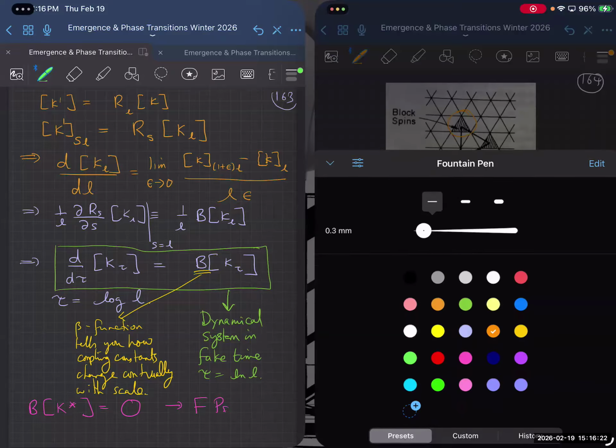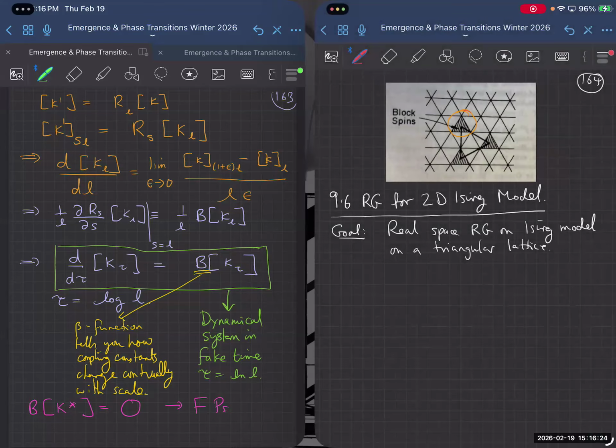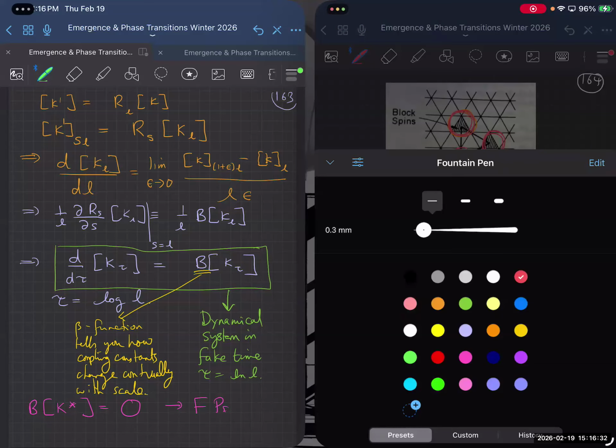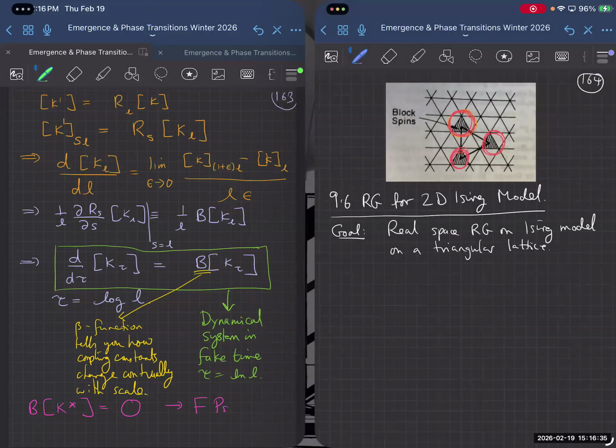That's a really terrible choice of color. I'm going to take these block spins. So here's 1, here's 2, and here's 3, and we're going to put them together, and then we're going to see how the block spins interact with each other in that way.